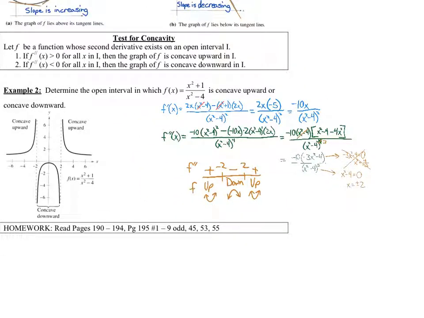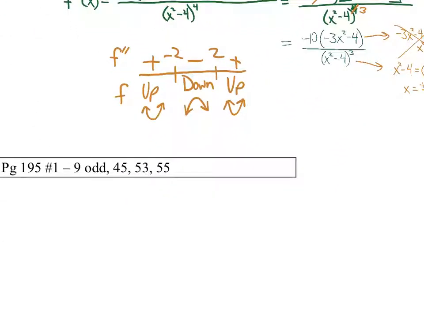And it asked us for the open intervals, all right? So we should actually list those as intervals. It is concave up for the intervals from negative infinity to negative 2, and also from 2 to positive infinity. And then it's concave down on the interval from negative 2 to 2.